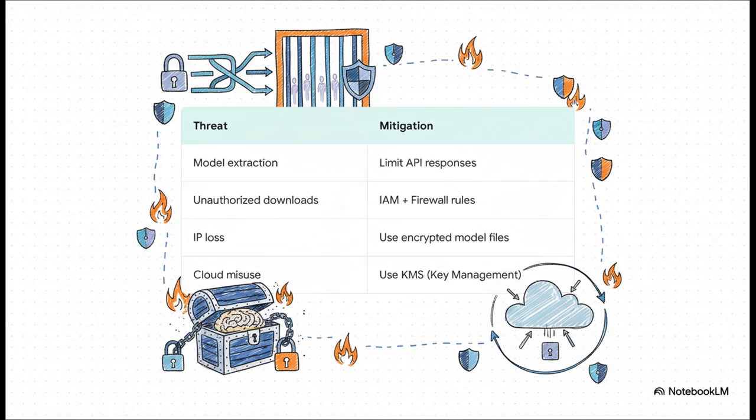We fight that by limiting how much detail our API gives back. And to stop people from just downloading the model file, we use a combination of access management, IAM, and tough firewall rules. Again, see? Every layer counts.